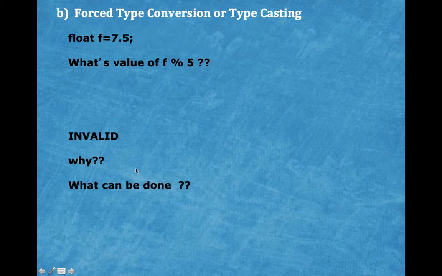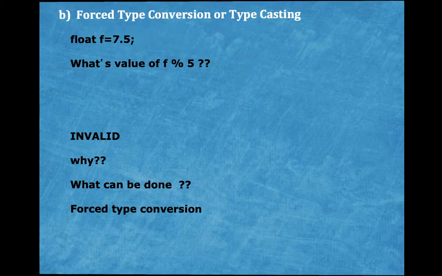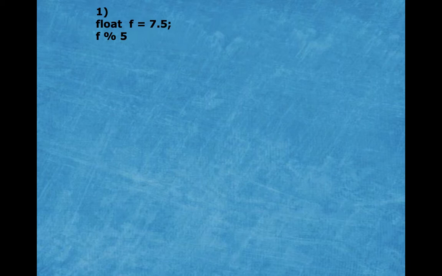So now the question is, what can be done over here? That means if somebody wants to do the operation f modulus 5, what should be done? The answer is that now we should do forced type conversion. Forced type conversion means now we, that means the programmer, will forcibly convert the data type. So let's see how that will be done. We'll do two examples in which this is the first one. f is equal to 7.5. You already know that f modulus 5 will report an error. So instead of writing f modulus 5, we'll write something like this. Over here, the data type int which we have written in parentheses is sometimes called type operator or cast operator, and the procedure is now called type casting.